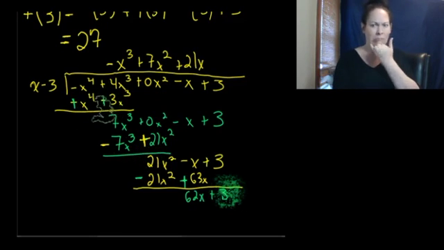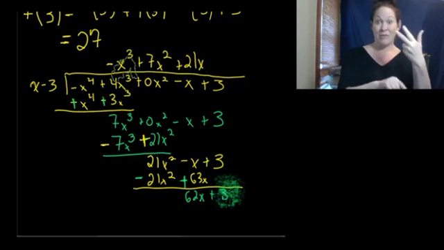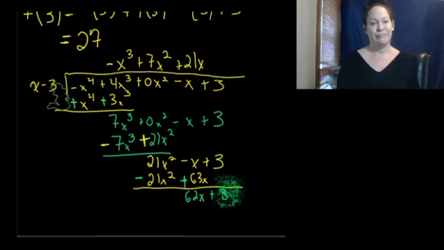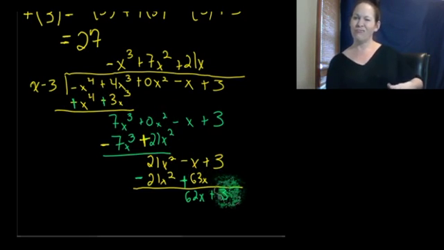My sign error was actually here. When I multiplied negative x cubed times negative 3, it should have become a positive 3x. Instead of doing this, this should have been a smaller number coming through. I had that feeling. I commented on it. I said, oh, let's do it and see what happens.